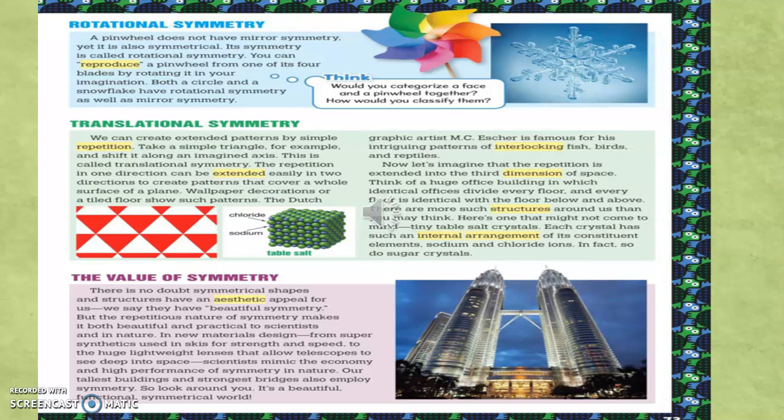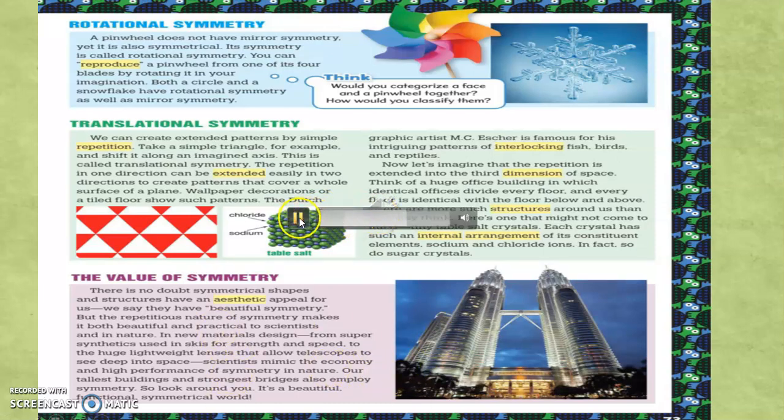Now let's imagine that the repetition is extended into the third dimension of space. Think of a huge office building in which identical offices divide every floor, and every floor is identical with the floor below and above. There are more such structures around us than you may think. Here's one that might not come to mind. Tiny table salt crystals. Each crystal has such an internal arrangement of its constituent elements, sodium and chloride ions. In fact, so do sugar crystals.